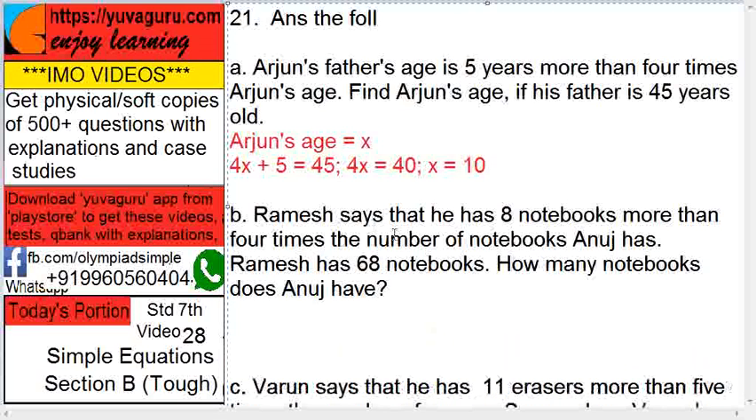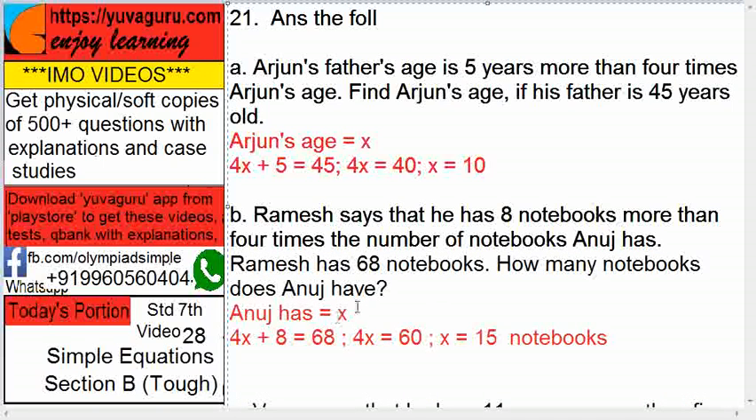Ramesh says he has 8 notebooks more than 4 times the number of notebooks Anuj has. Ramesh has 68 notebooks. How many notebooks does Anuj have? Let Anuj have x books. So 4x plus 8 equals 68. It's given. So 4x equals 68 minus 8, which is 60. x equals 15. So Anuj has 15 books.